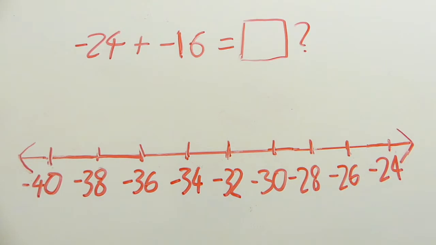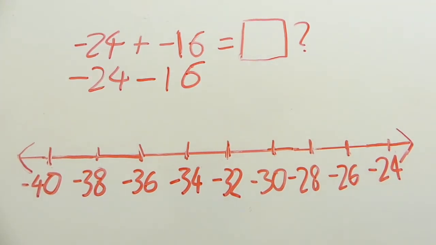Now it is a really important rule for you to know that if you have a plus and a minus sign right next to each other, like we've got -24 plus -16, that becomes -24 minus 16. So a really important rule is that pluses and minuses always equal a minus. So we've got this sum now, and we can start using the number line for it. Since now this has become a subtraction, we're going to have to move left on the number line.